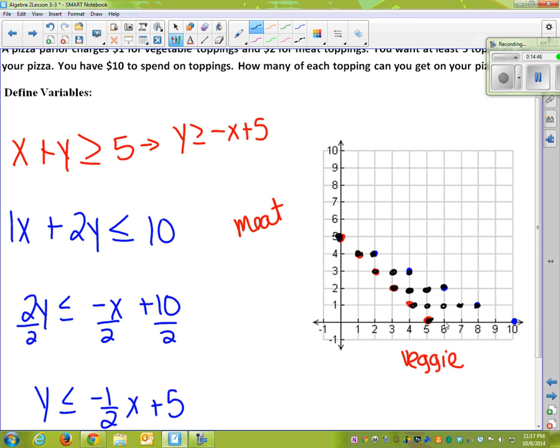And that is graphing inequalities, systems where there are 2 lines, absolute value, and the word problem.